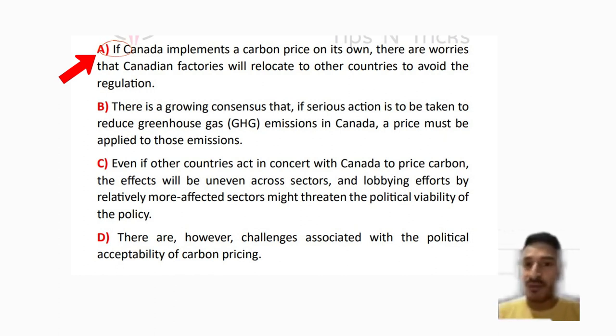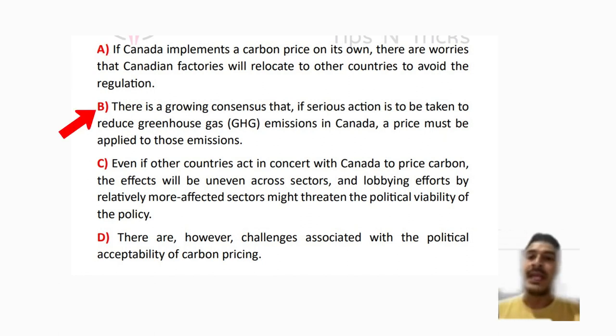Tricks have boundaries. Sometimes you will get your answer directly with the help of tricks, but sometimes you have to find out your answer with the help of your own knowledge. Understand the trick. Understand what the question is talking about. Make some connection, matching keywords. There are lots of things that work together to solve one reorder paragraph. So in the A option, the sentence starts with if Canada implements, which means something happened.